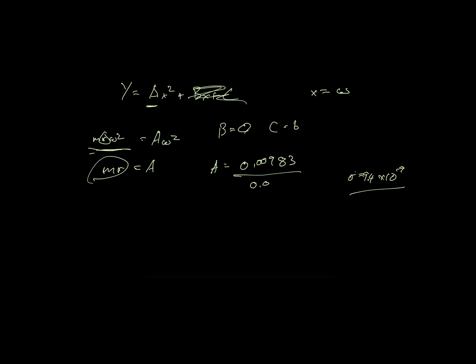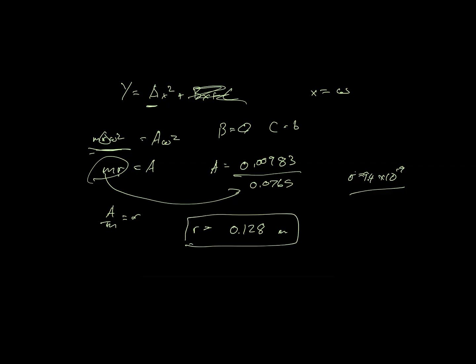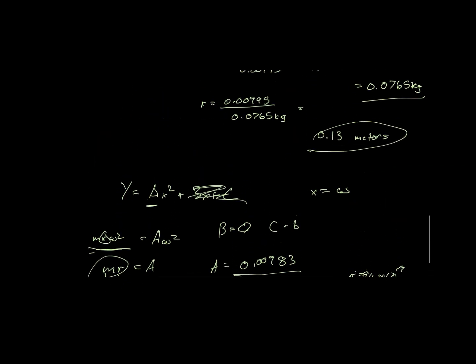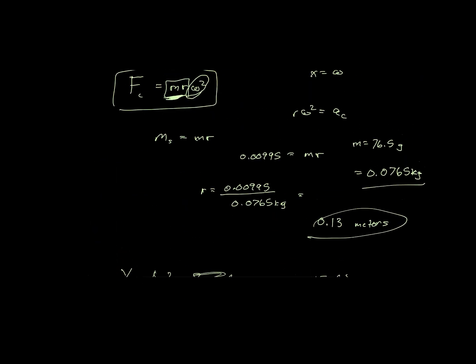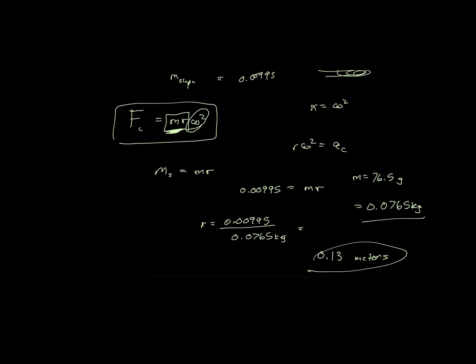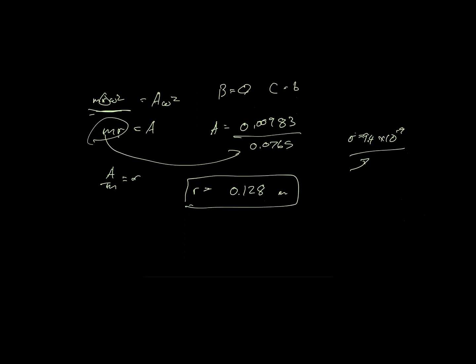When you divide this by 0.0765, like you should, because you're solving for r, so you just divide by the m, right? So a over m equals r. Then you get a radius of roughly 0.128 meters, something like that. You can see it's pretty much the same. It's a little bit off, but your uncertainty is greater. So it's better to use omega squared and to do the linear relationship. I hope that cleared things up.